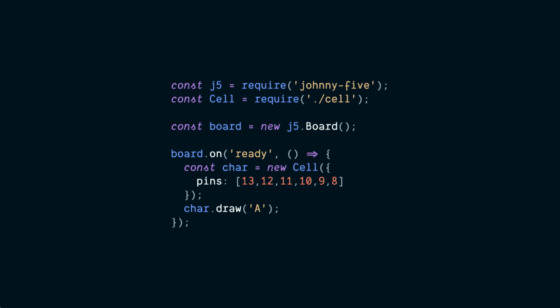And finally, this is our main program. This is how our main program looks. So we're gonna include Johnny5, we're gonna include the cell class, we're gonna instantiate a new board, and when the board is ready, we're gonna create a new instance of the cell class using the proper pins from the board, and finally, draw the letter A.